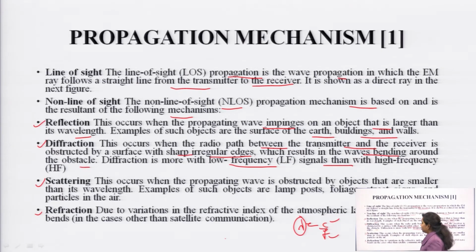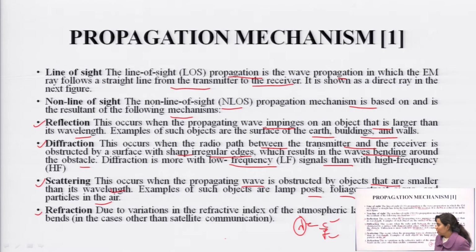Third one is the scattering. This occurs when the propagating wave is obstructed by objects that are smaller than the wavelength. Now, you can see the difference between reflection and scattering. In case of reflection, the object is quite large as compared to the wavelength, and in case of scattering, the object is smaller than its wavelength. The examples of scattering are lamp post, foliage or street sign and particles in the air.